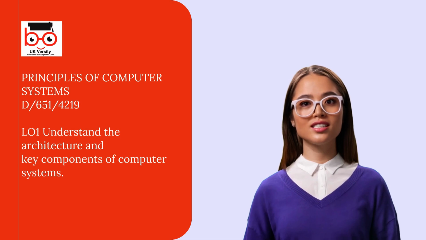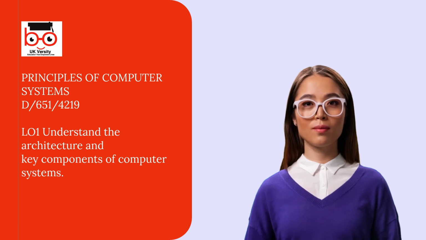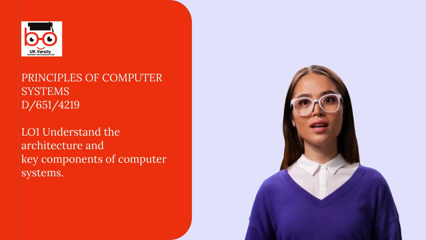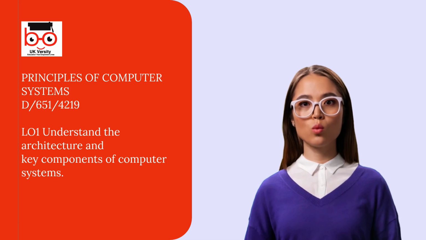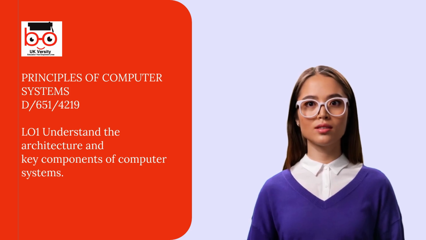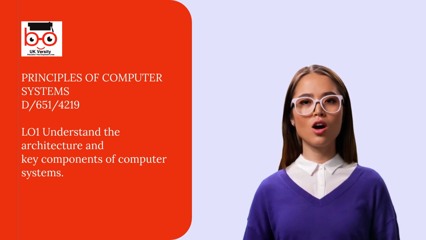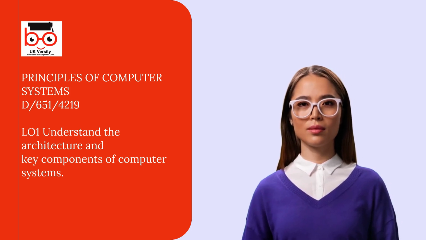Principles of Computer Systems LO1. Understand the architecture and key components of computer systems. How do computer systems work at their core? This video explores the architecture and key components of computer systems. From the central processing unit to memory and input-output devices, discover how they all interact.